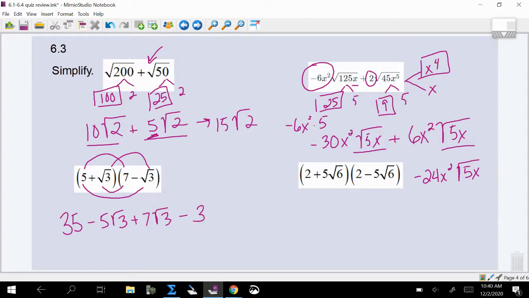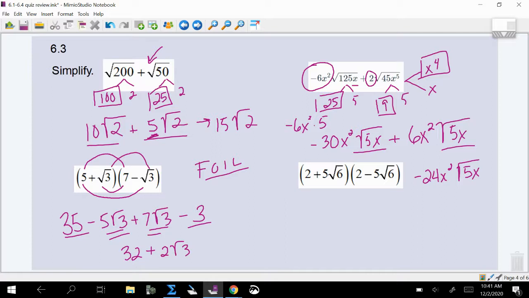And when you're done with the FOIL, so once you do all 4 parts of FOIL, you are going to want to combine your like terms. So 35 minus 3 is 32. And then I have negative 5 root 3 plus 7 root 3 is 2 root 3. So those are the longest ones.